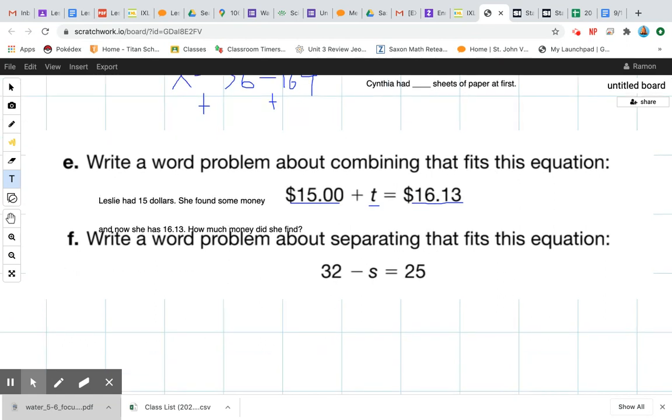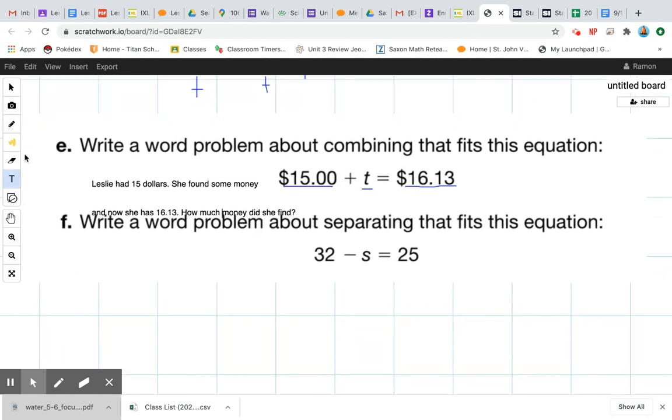Now, for our write a word problem about separating that fits this equation. So here, the template's a little different. It's like, because 32 minus s equals 25. So you start with 32 of something. You then use, lose, move, give away, whatever, s amount of it. You have 25 of the something left.